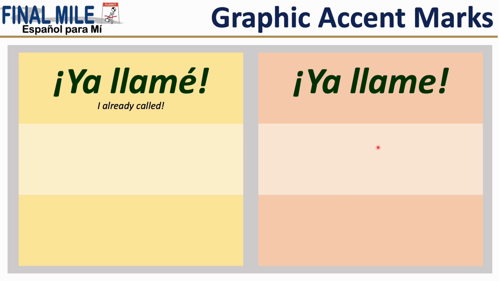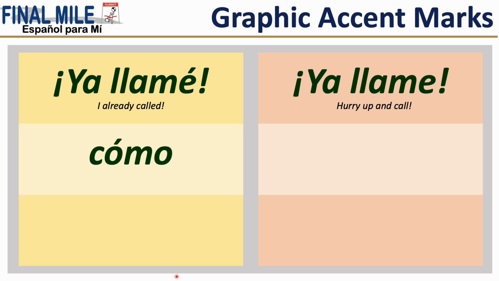The difference may be a little subtle at this point. You're not trained to pick it up yet, so don't get frustrated. This will become very, very clear with practice, okay? And you will be able to hear the difference, and you will be able to pronounce the difference. Ya llamé, ya llame. What is the difference in meaning? Okay, let's find out. Look at that. One means I already called. The other one means hurry up and call. It's a command. So we want to make sure that we are putting pronunciation emphasis where we mean to put pronunciation emphasis. Otherwise, it changes the meaning, okay?